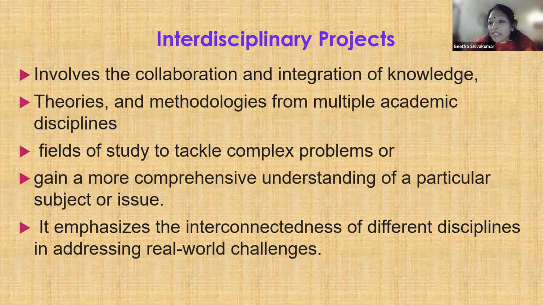So what are academic disciplines? It is about the sub-subjects and what they are talking about. They help tackle how complex problems can be simplified, and then gain a more comprehensive understanding of a particular subject or issue.